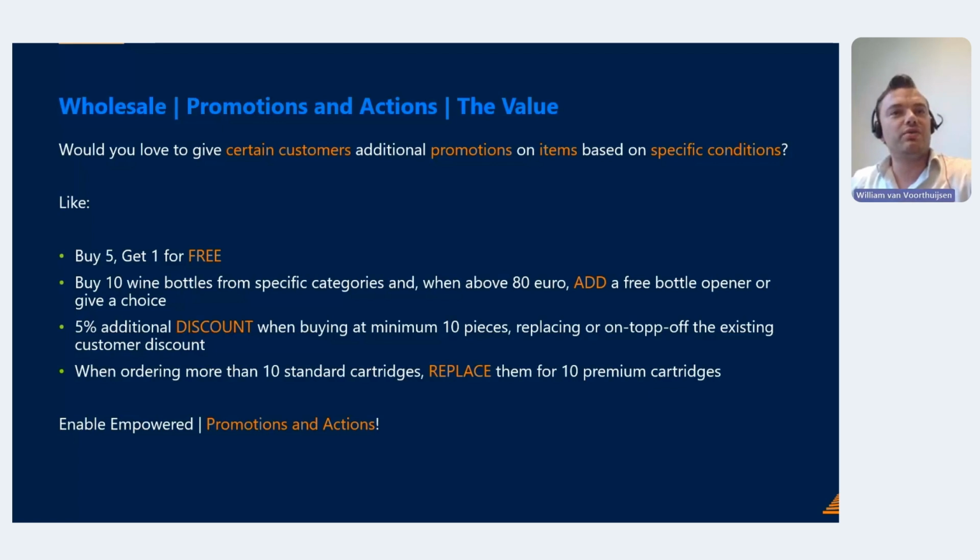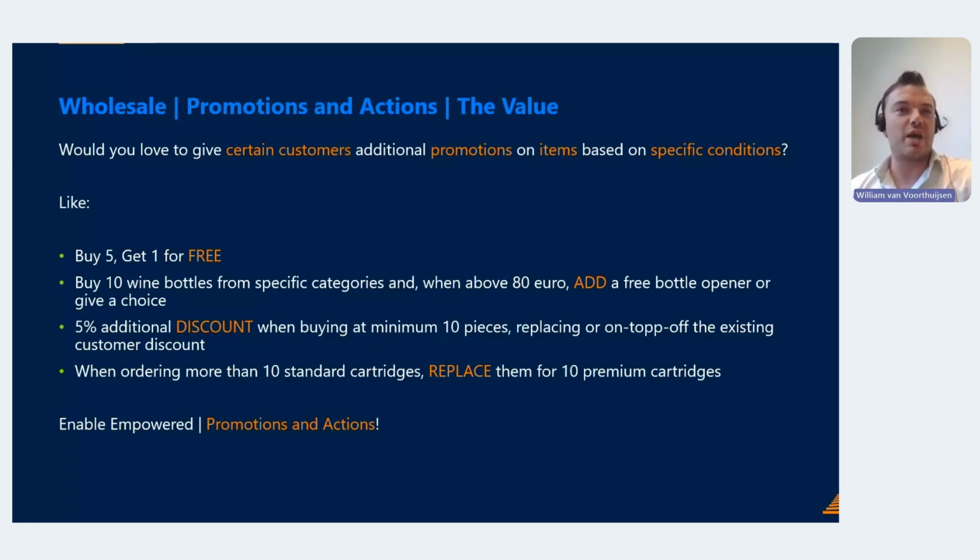The third one is discount, and that's basically just an additional discount which you can give when the conditions are met. So when they are buying a minimum number of pieces or when a minimum amount has been achieved. And that additional discount can then be on top of the existing customer discount, or for example, replacing the existing customer discounts we have in Business Central.